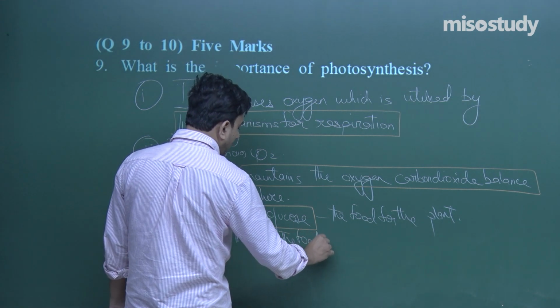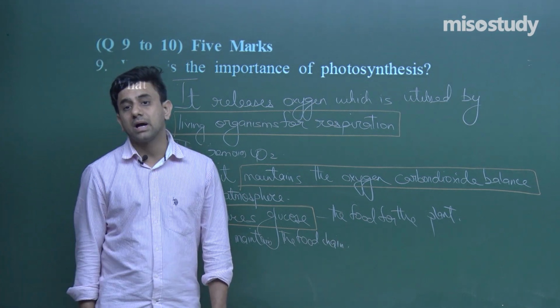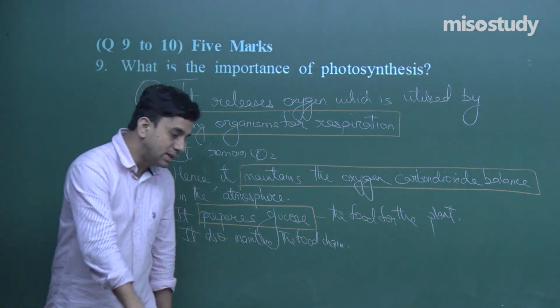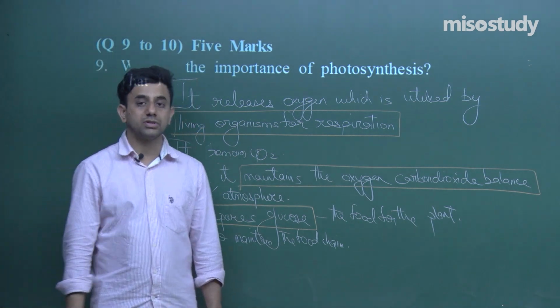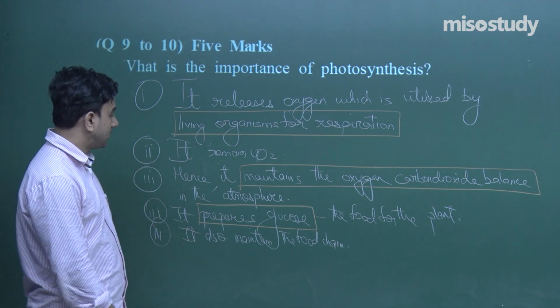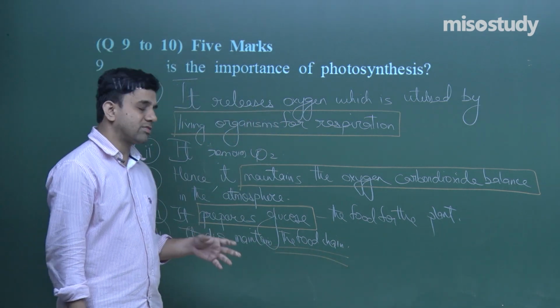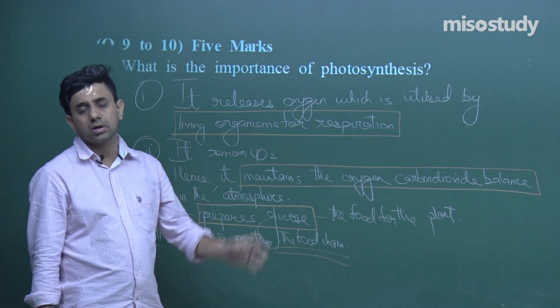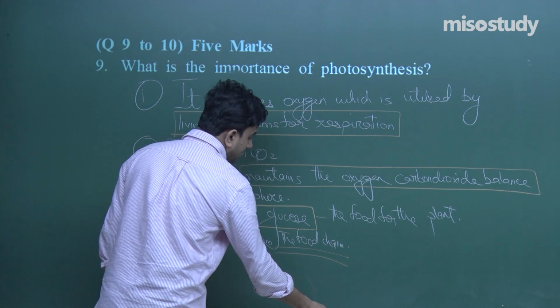Because the green plants are the producers. They are fed upon by the primary consumers, which are fed upon by the secondary and the tertiary consumers, that is the herbivores, the carnivores, and all that. There are many more things we can talk about, but these are some of the important things about photosynthesis, right.